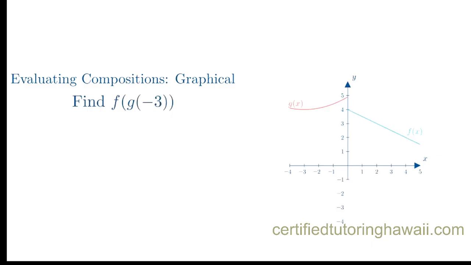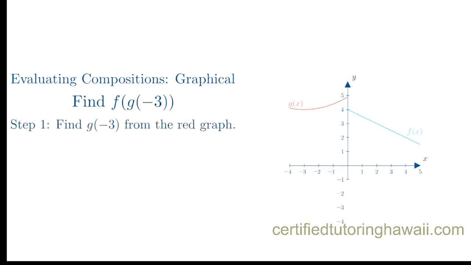We can also evaluate compositions when functions are given to us graphically. This means reading the values directly from the graphs of the two functions. Imagine you are given the graphs of a function f of x and a function g of x. Our task is to find f of g of negative 3. Here are two graphs. Let's say the red one is g of x and the blue one is f of x. We need to find the value of the composite function at x equals negative 3.